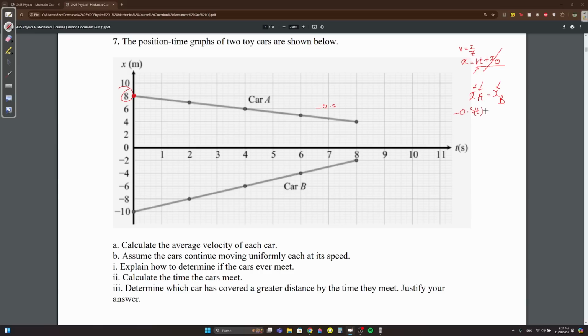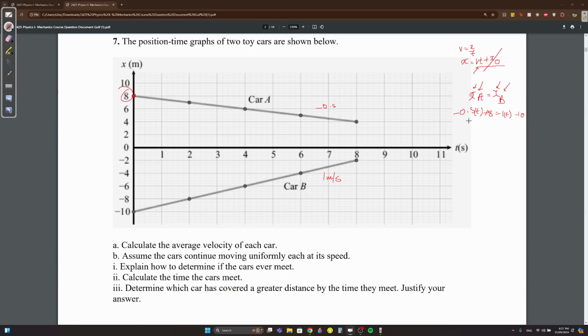We don't know t. X node is 8. We know it's equal to x of B. What's the velocity of B? We said it's 1 meter per second. Remember? 1 t plus x node, which was negative 10, so minus 10.